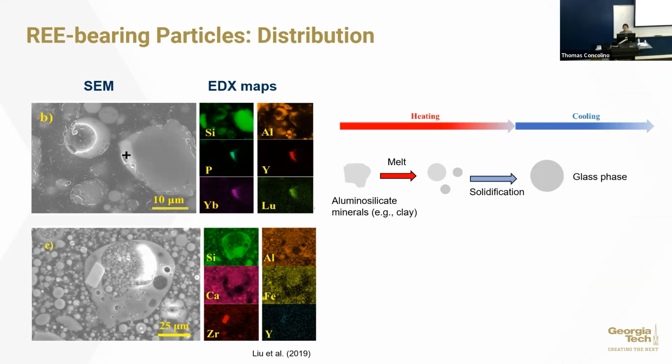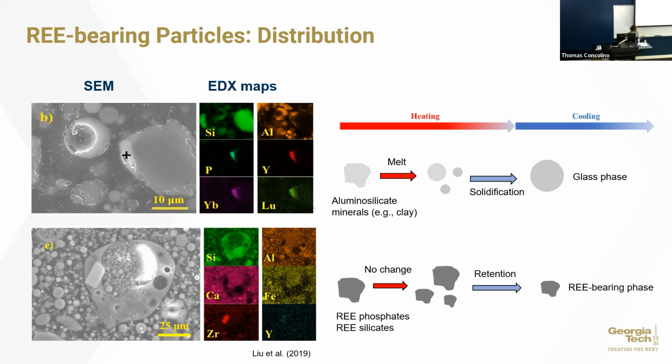So taking all the information together, what we think is happening is during the heating and cooling process, you can have aluminosilicate minerals such as clays. They will melt and then solidify to become glass phases. And on the other hand, you would have REE phosphates and silicates. Remember, these are the ones that do not really change during the burning and cooling process. So they would just retain as themselves and become REE-bearing phases. But the complex part is they can be captured into the glass phases and become encapsulated. So now if you think about what you're going to do to try to extract them from these encapsulation phases, that's going to be a challenge, or they might behave differently.